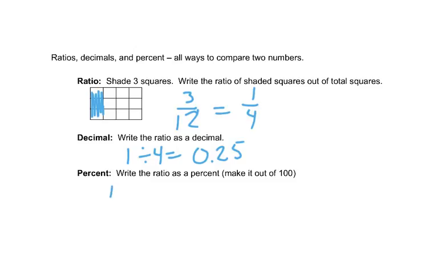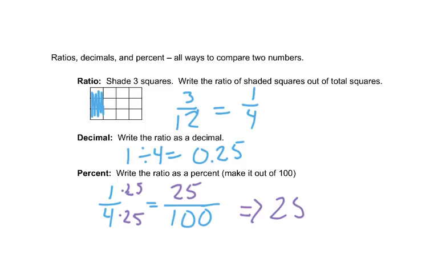And we can write this ratio as a percent. So we really want this to be out of 100. So we can recognize that if we multiply 4 by 25 on the bottom that will give us 100. But if we multiply the bottom of the fraction by 25, we have to also multiply the top of the fraction by 25. So we get 25 out of 100, which gives us 25%.